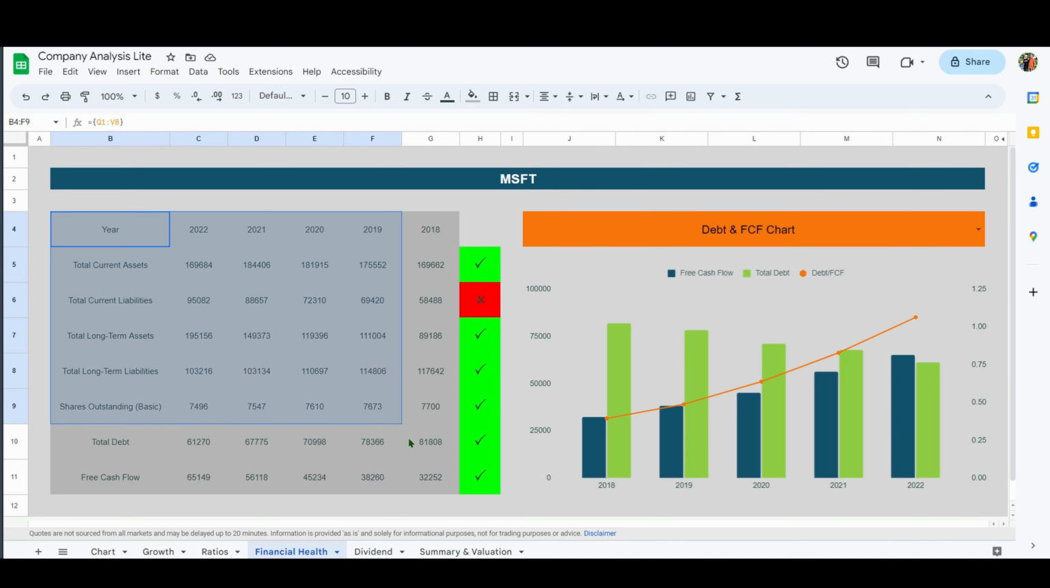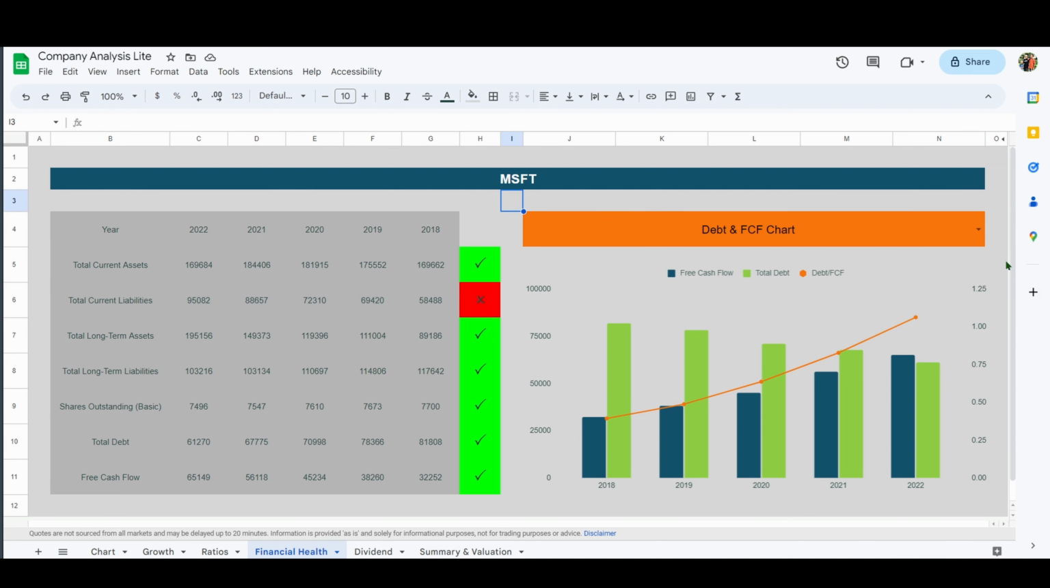On the left side, you have a chart. This is a 5-year chart, and it shows you how the current assets have changed, how the current liabilities have changed, how the long-term assets and long-term liabilities have changed. Also, if the shares outstanding have gone down, if the total debt has gone down, and if the free cash flow has gone up. So for Microsoft, really the only thing that is getting worse is that the amount of total current liabilities is getting bigger, quite drastically.